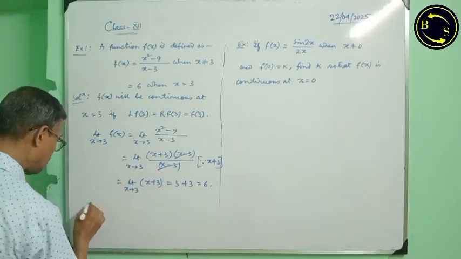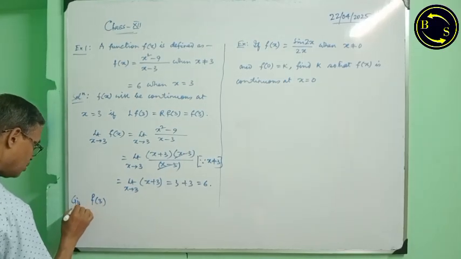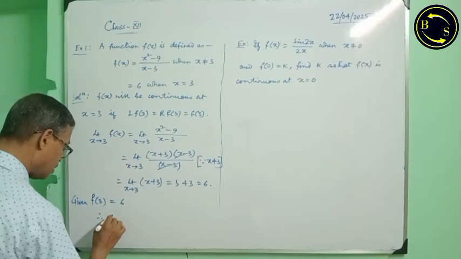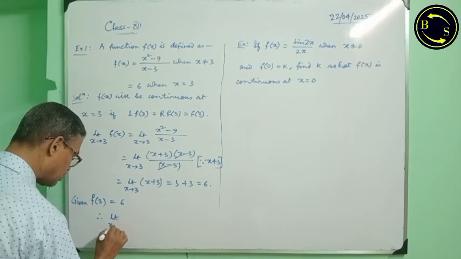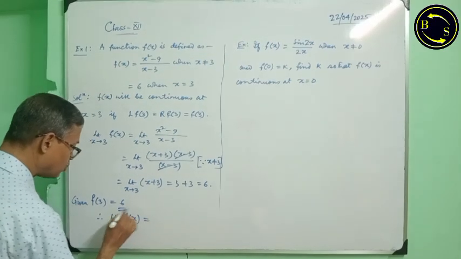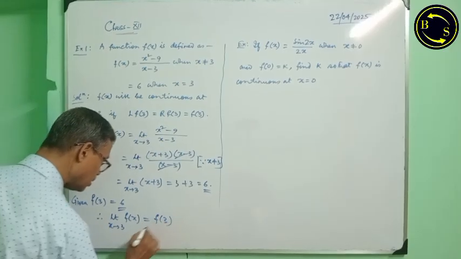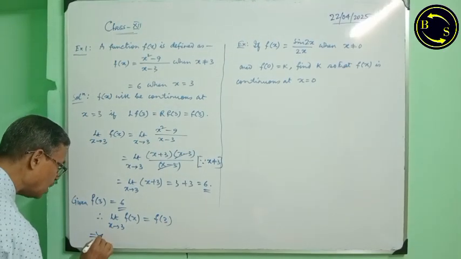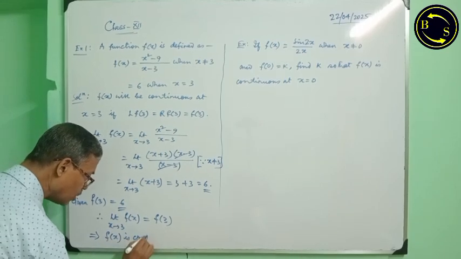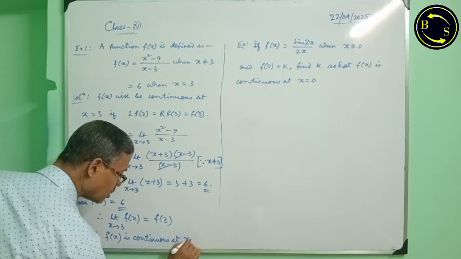Now f(3) is given, f(3) equal to 6. Therefore limit x tends to 3 f(x) and f(3), both values are the same, limit is equal to f(3). Therefore the conclusion will be f(x) is continuous at x equal to 3.